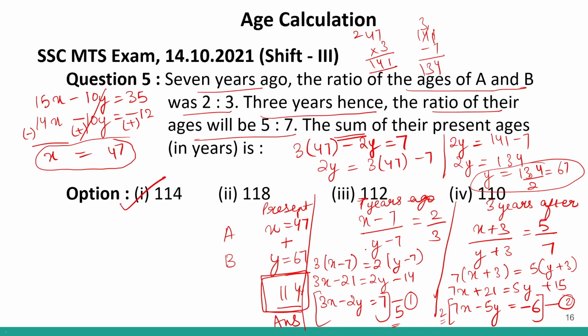Clear? This question is pretty long. So, basically, we were given 3 timelines. One timeline was the present age, the other timeline was 7 years ago, and the next timeline was 3 years after. Whenever 3 timelines are involved, the question becomes a little lengthy. But overall, it was a very easy question. It was just lengthy, but the values were very easy to find. Clear?